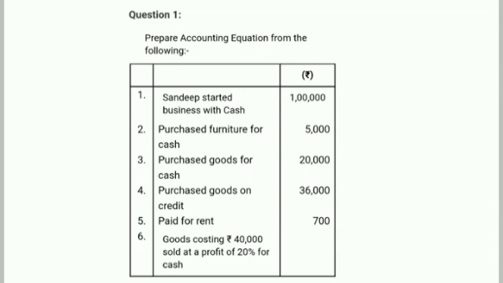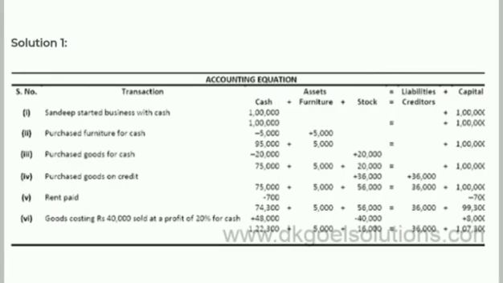In the last, you are selling goods of 40,000 at a profit of 20% on cash. Goods have cost 40,000 and we are selling them at 20% profit. 20% of 40,000 is 8,000. So we will sell it at 48,000. Okay. So the solution will look something like this.